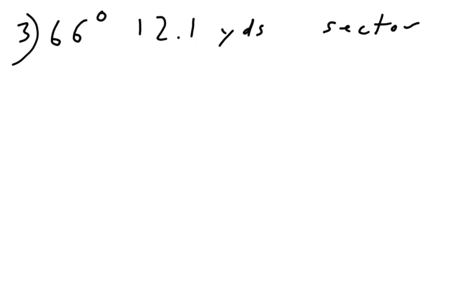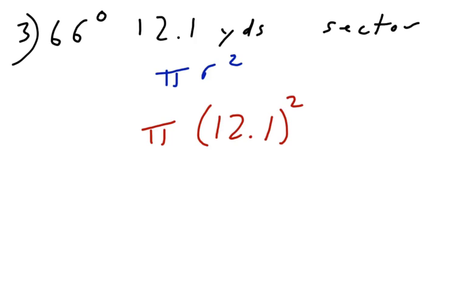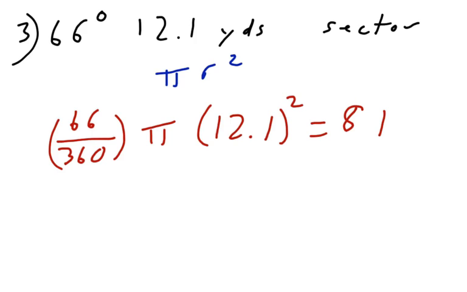Alright, so in problem number 3, we're asked to find the area of a sector, and we're given the central angle of 66 degrees. And we should remember that the area of a circle is pi r squared. So in this case, we're going to do pi times 12.1 squared. Now, we're not doing the entire circle, so I'm going to do 66 degrees out of the full circle, which is 360 degrees. And the grand total turns out to be 84.3 square yards.